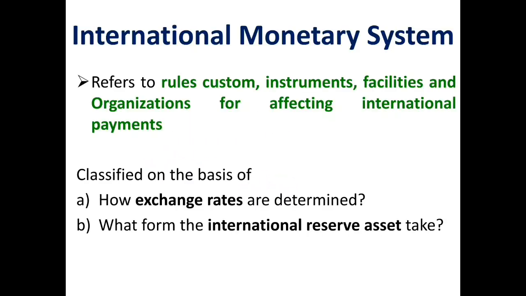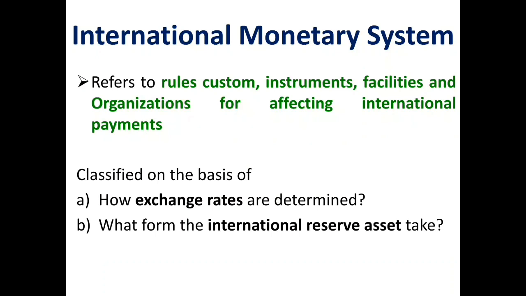As I said, the international monetary system refers to the customs, instruments, facilities, and organizations that affect international payments. We can classify the international monetary system either on the basis of how the exchange rates are determined or on the forms of the foreign reserve asset or international reserve asset. So you can have an exchange rate classification or a reserve asset classification.